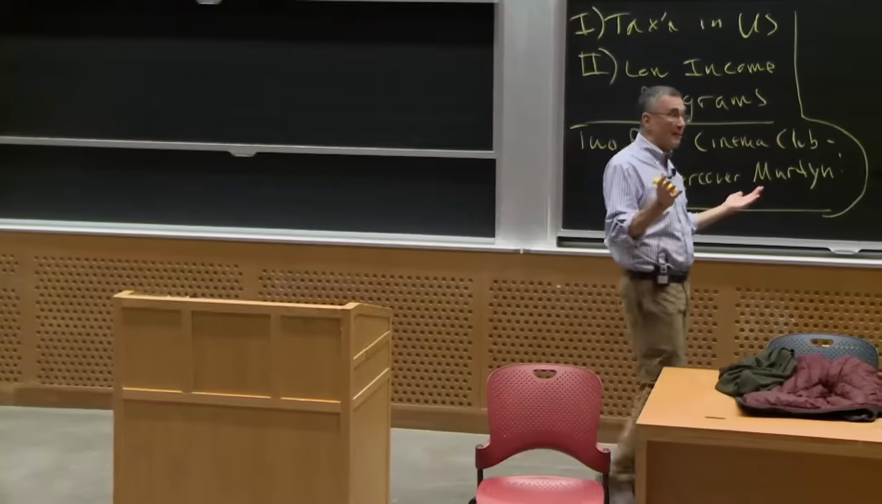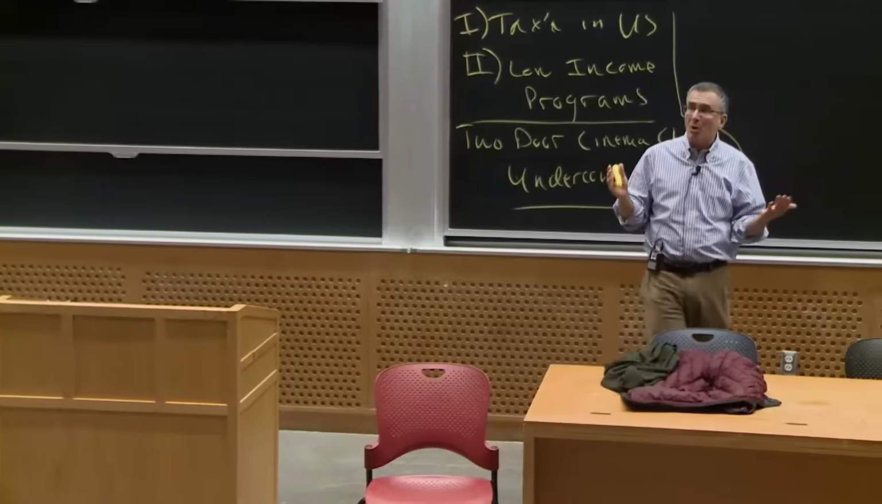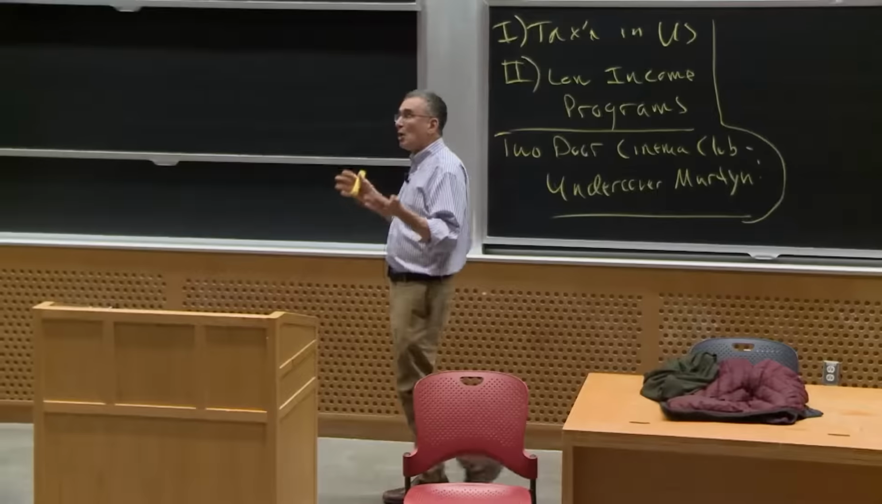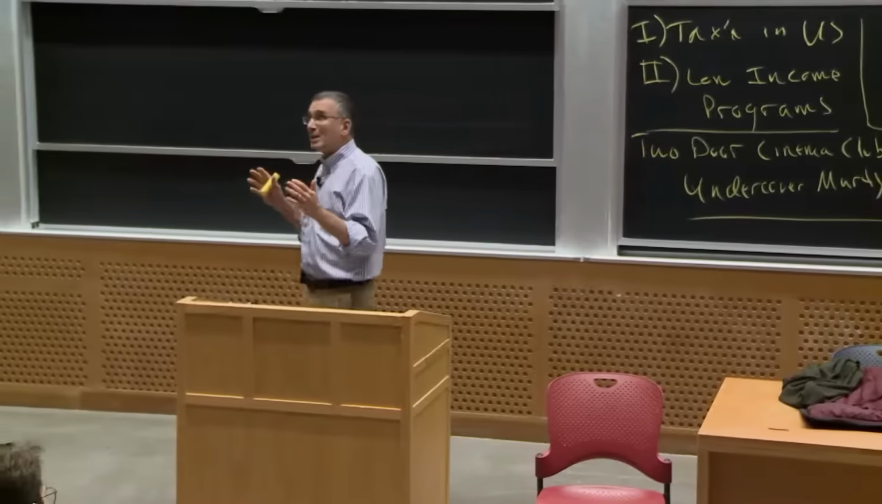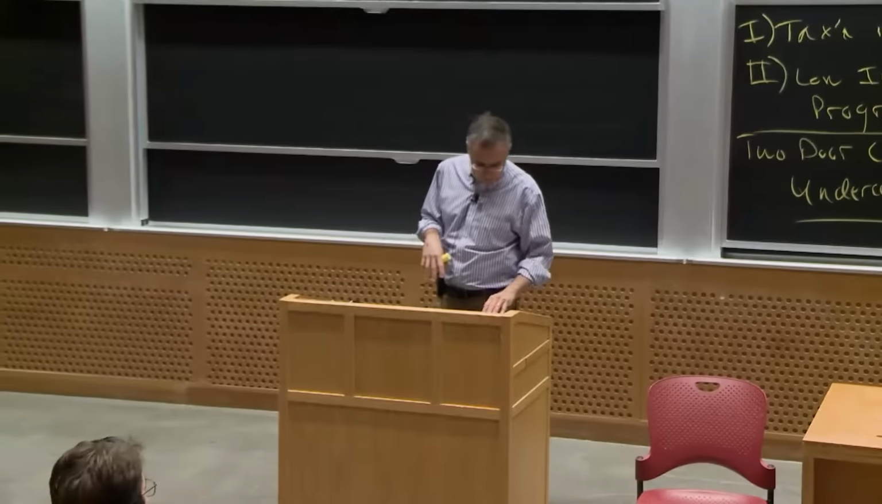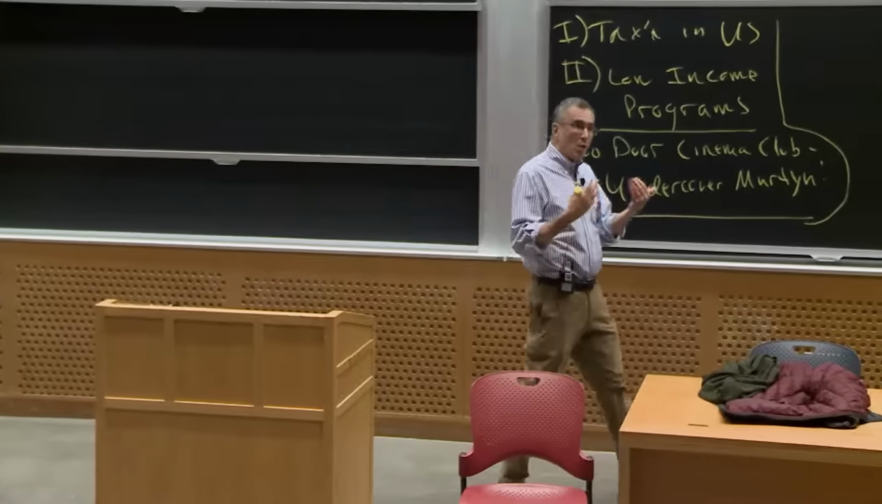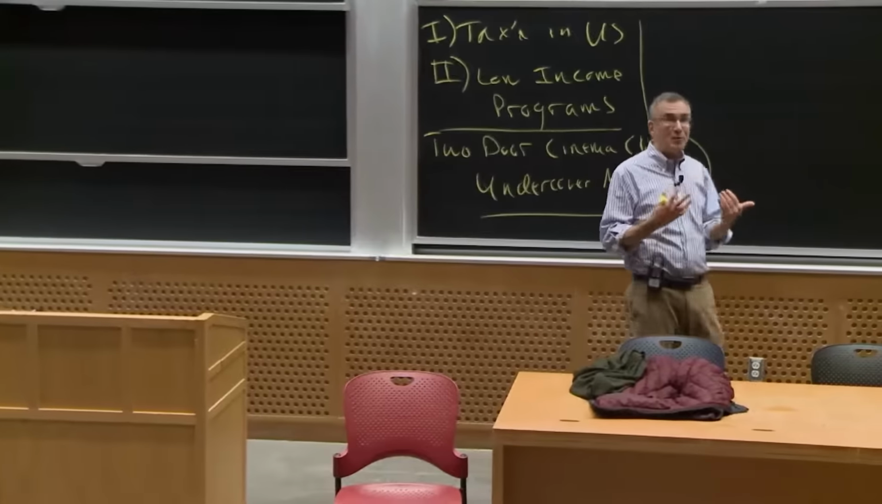Okay, we know how to maximize the size of the pie. We learned that, we're done with that, we're done with perfect competition. The question is, is it worth shrinking the pie to redistribute the resources? Now, what I want to talk about today is how we do it in practice. What do we do in practice to actually redistribute money in the US?